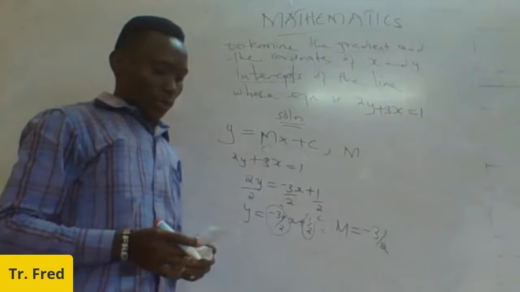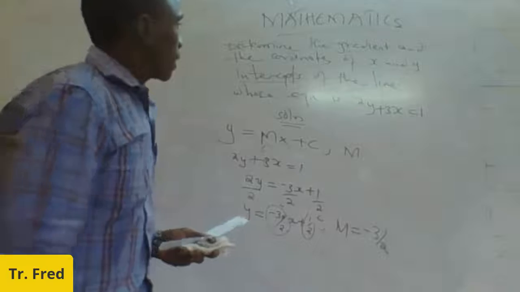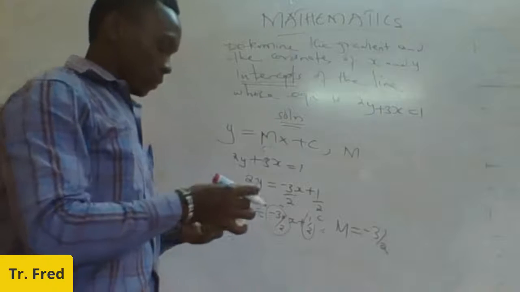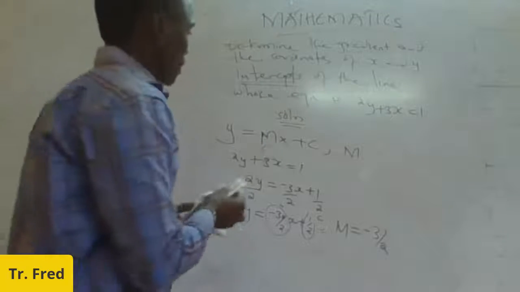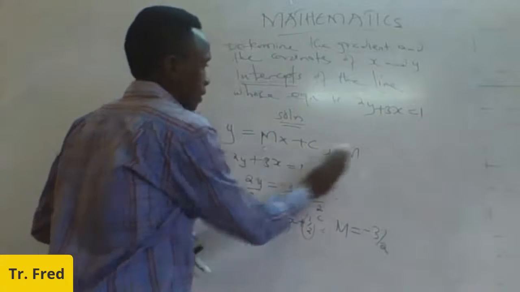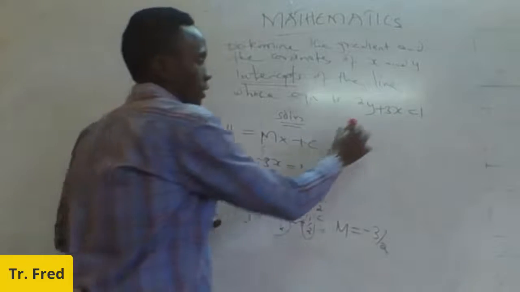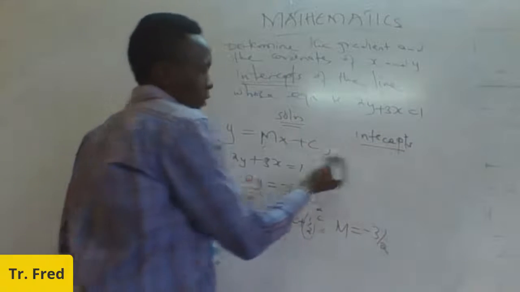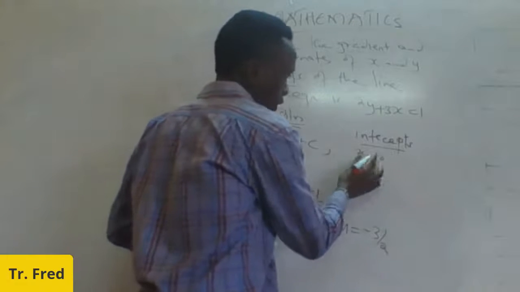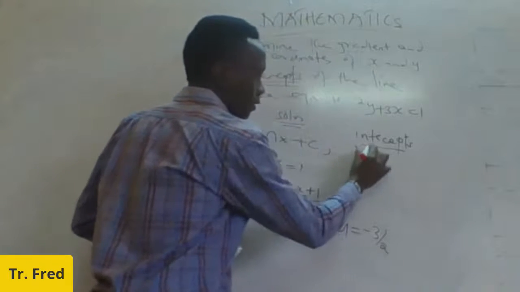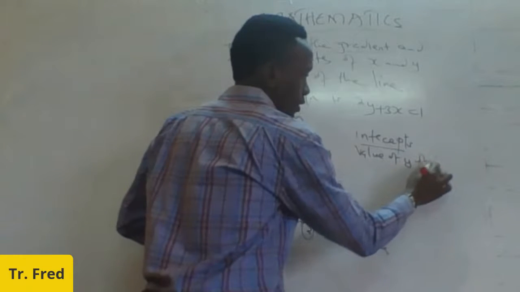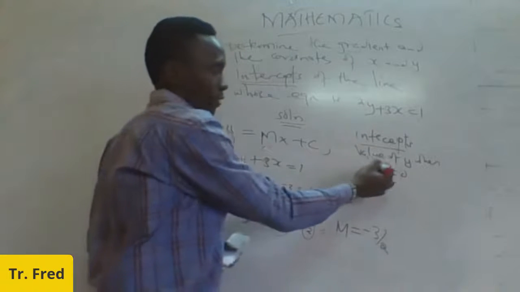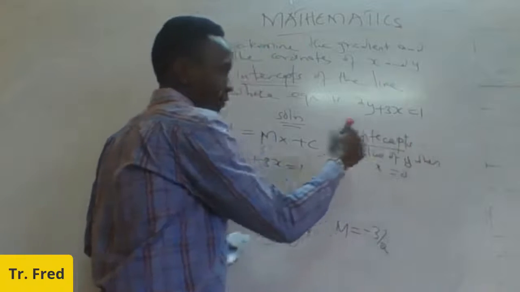Now, the other one will be finding the intercepts of the line. And how do we find the intercepts of a given line? The intercepts simply mean that when x equals 0, you look for the value of y. And the other way around, vice versa, you find the value of x when the value of y is 0.